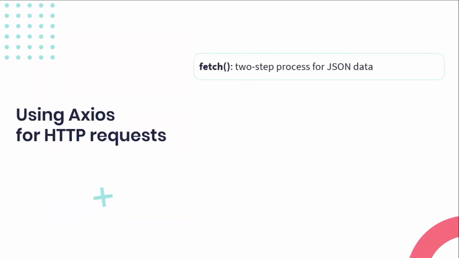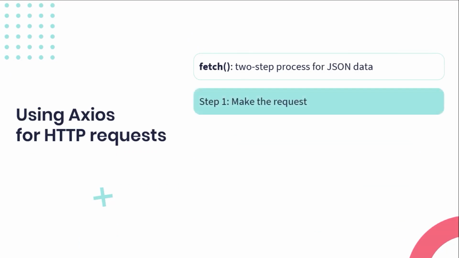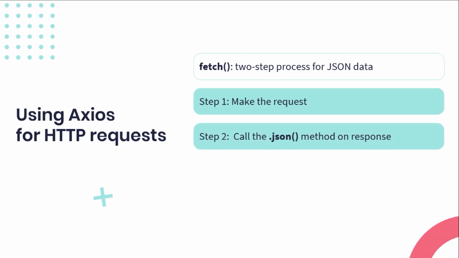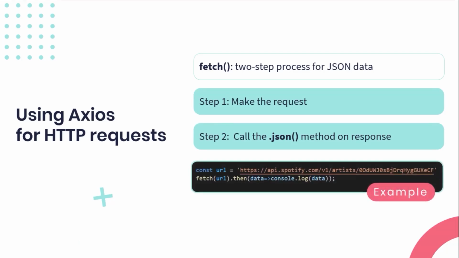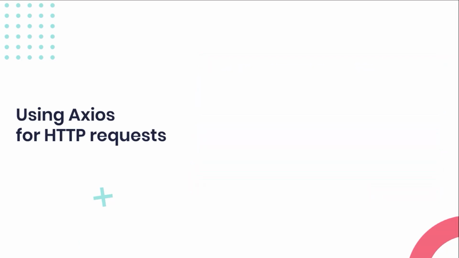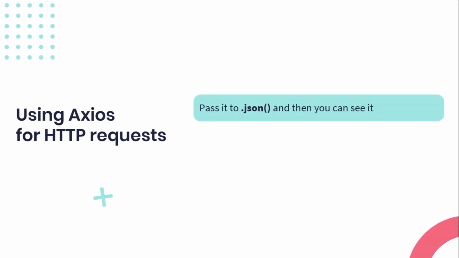If we use Fetch, there is a two-step process when handling JSON data. The first step is to make the actual request, and then the second step is to call the .json method on the response. You can write the previous example using fetch like this. That's great, but this is not the data that you're looking for. This is the response from the server letting you know that your request went through just fine. Great, but you can't really do much with that. To get the data, you have to pass it to the .json first, and then you can see it.